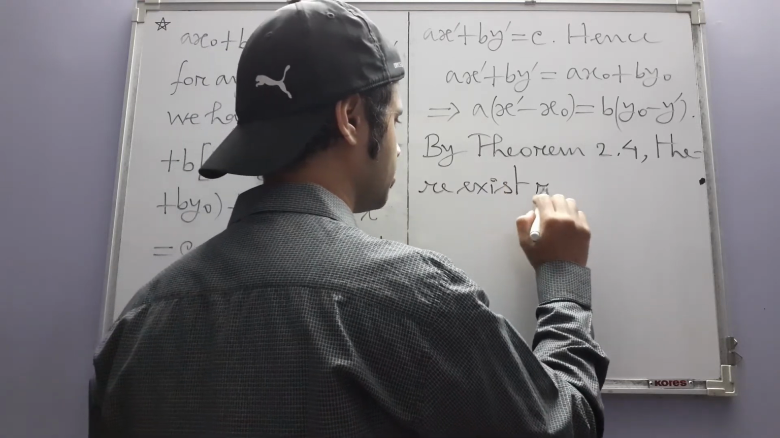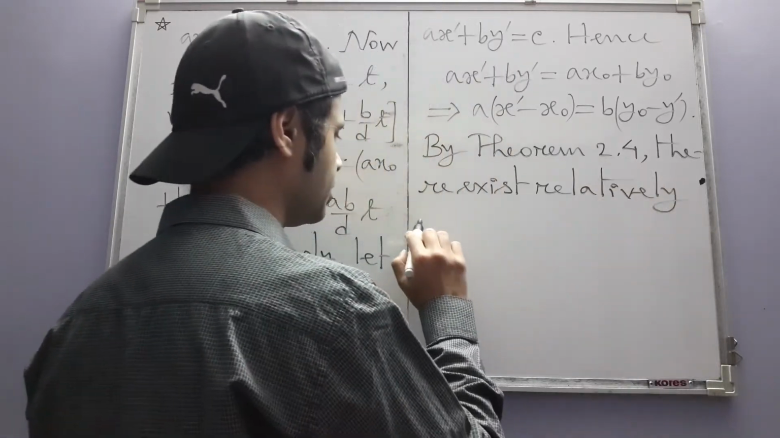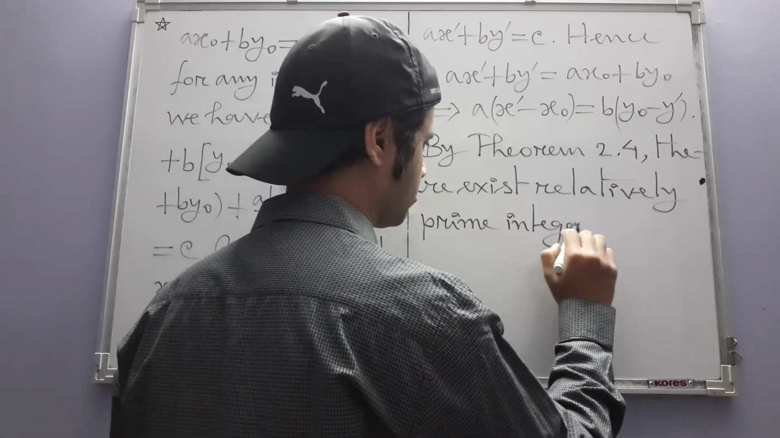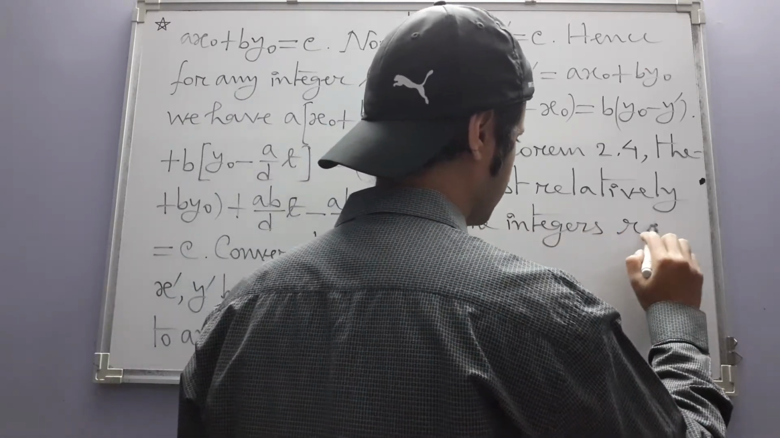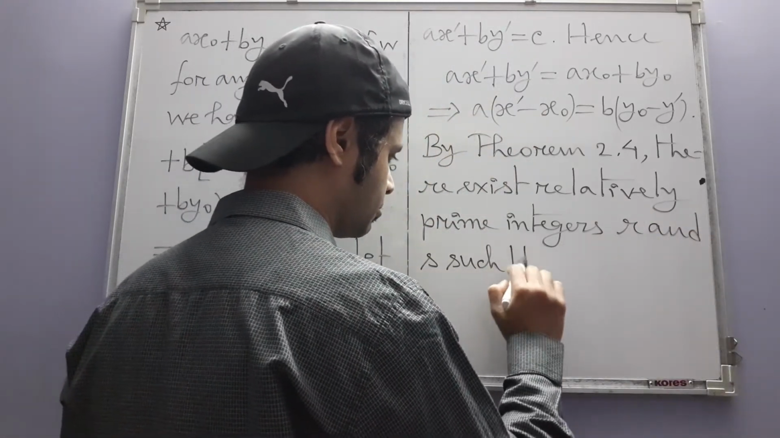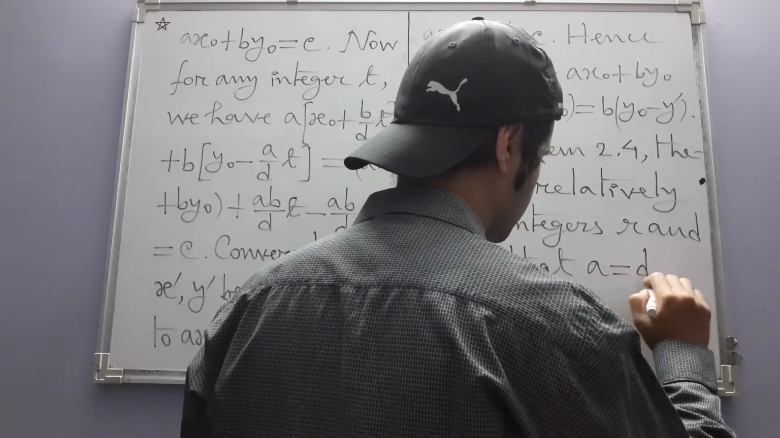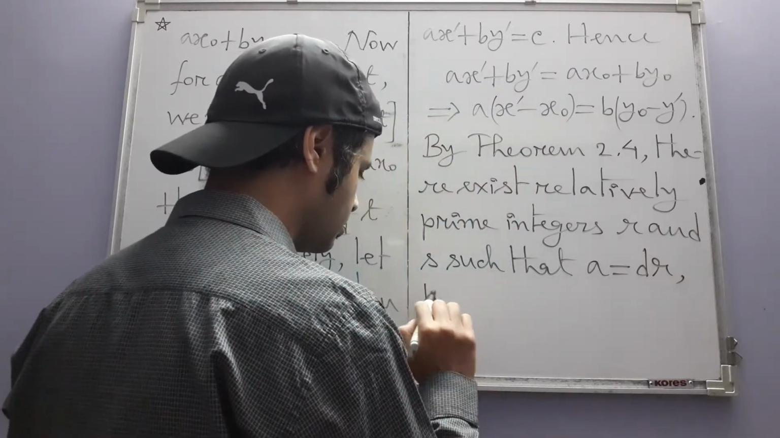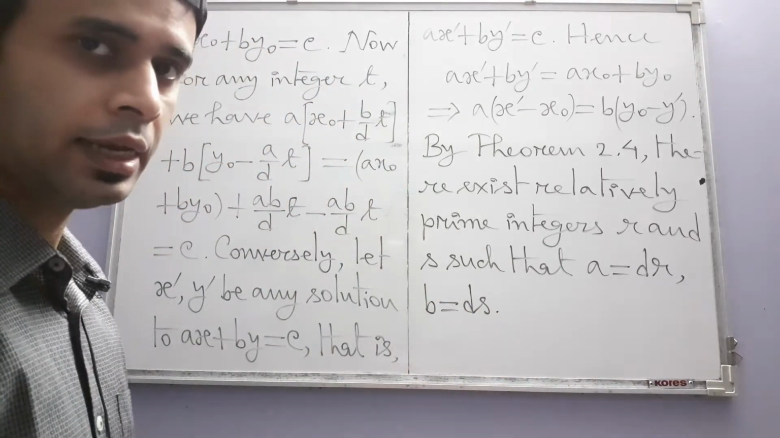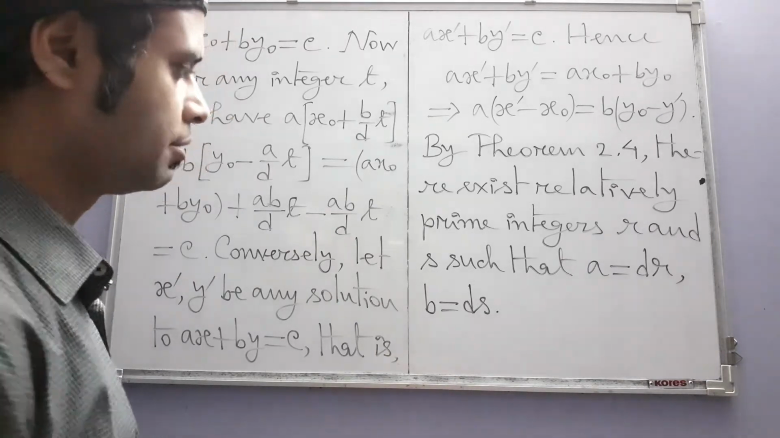There exist relatively prime integers r and s such that a is equal to dr and b is equal to ds. So this r is of course a divided by d and s is b divided by d, and their GCD is 1.